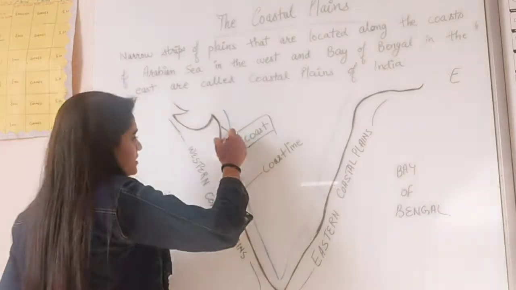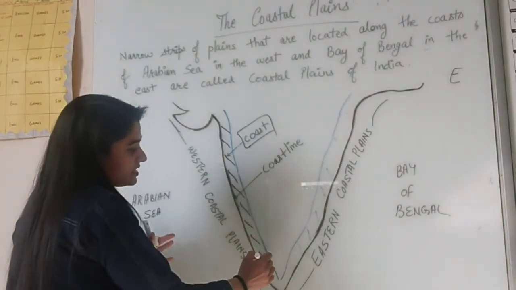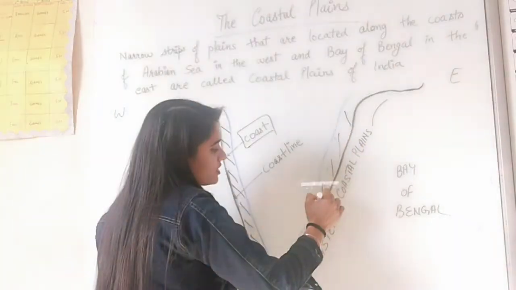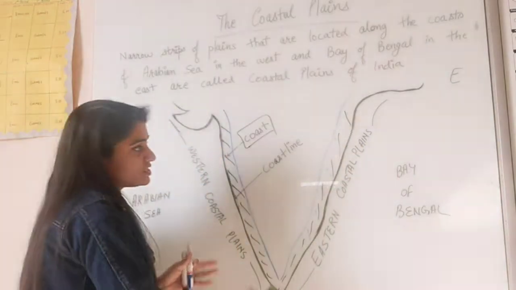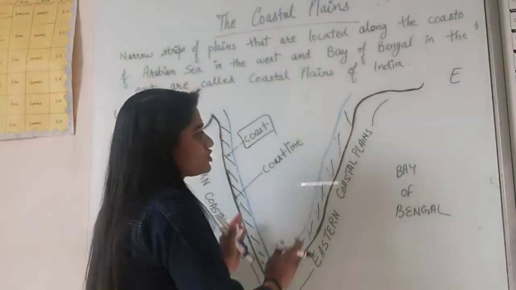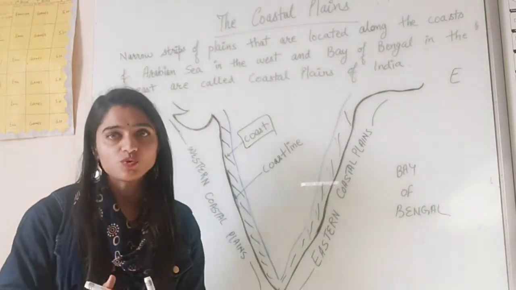This is the coast. This area is near to the Arabian Sea, the Bay of Bengal, and the Indian Ocean. So this area is known as coast. इसे हम coast बोलते हैं.